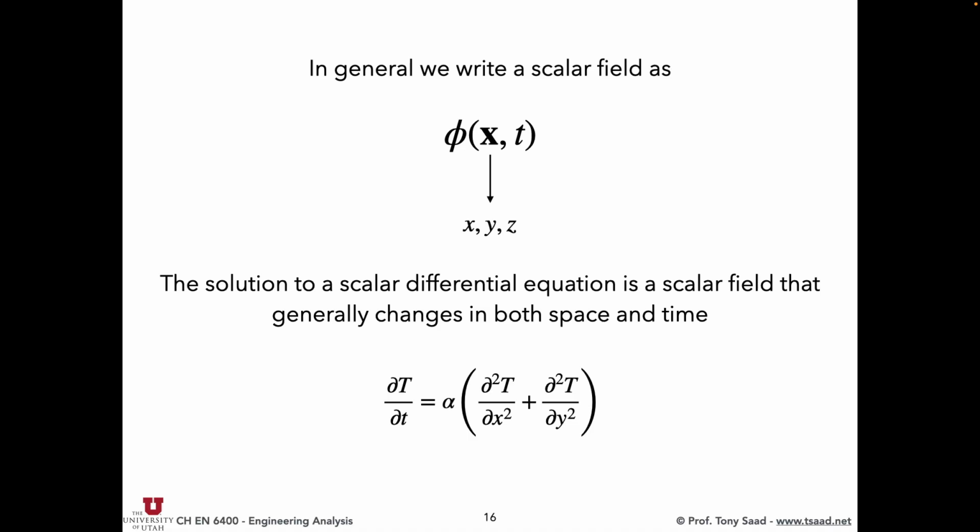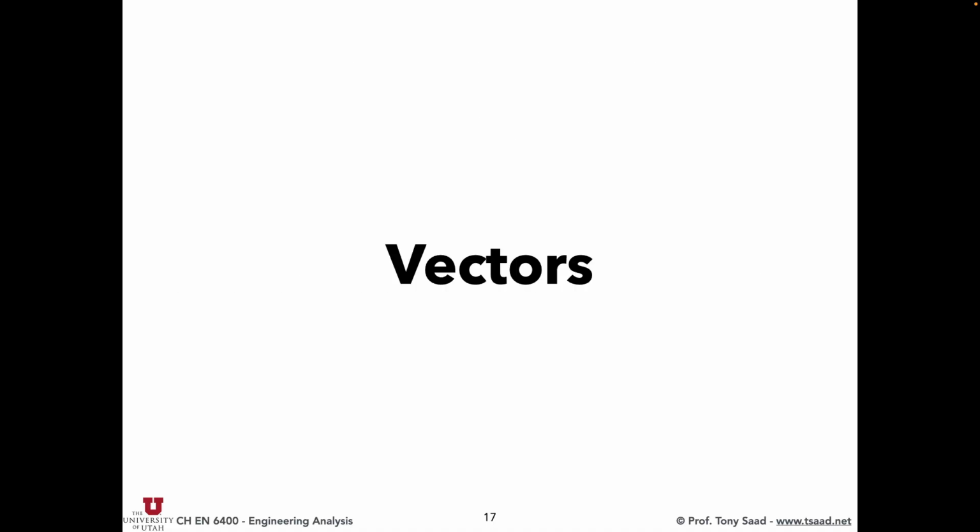Now, generally, scalar fields are the solution of scalar partial differential equations, because we will have vector partial differential equations too. So a scalar partial differential equation, like the classic heat equation for temperature, there's a similar equation for species transport, for example. Temperature changes in space and also in time. So when you solve this, you're going to have time and space in your solution, numerically as well.